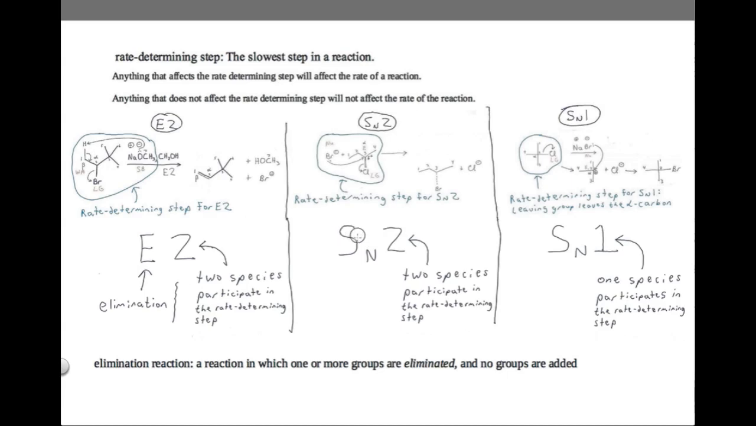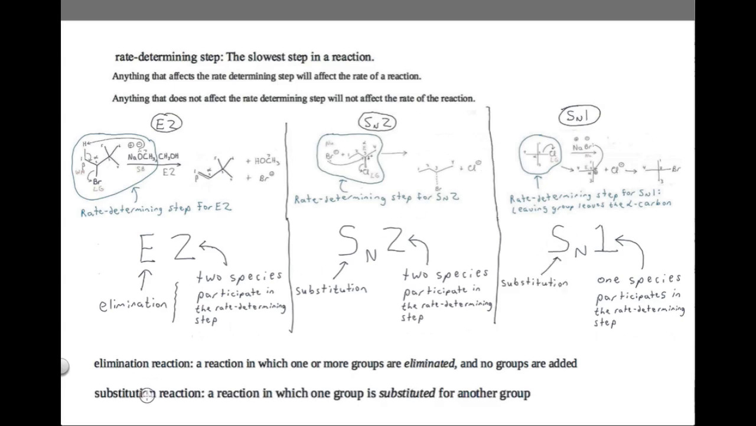What does the S stand for in SN2? Answer: it stands for substitution. What does the S stand for in SN1? It also stands for substitution. A substitution reaction is a reaction in which one group is substituted for another group. In an SN2 reaction, a nucleophile is substituted into the position formerly occupied by the leaving group. And also for an SN1 reaction, a nucleophile is substituted into the position formerly occupied by the leaving group. So these are both substitution reactions, whereas E2 is an elimination reaction.